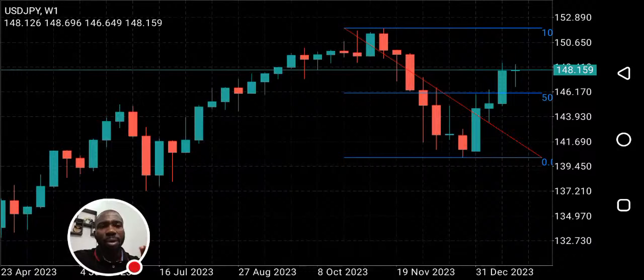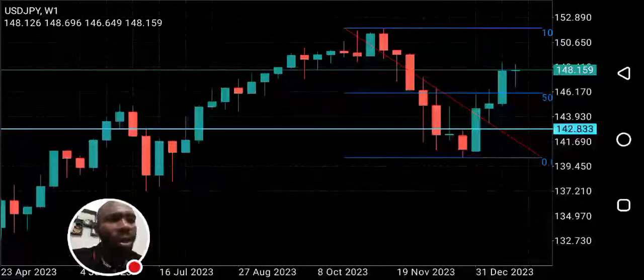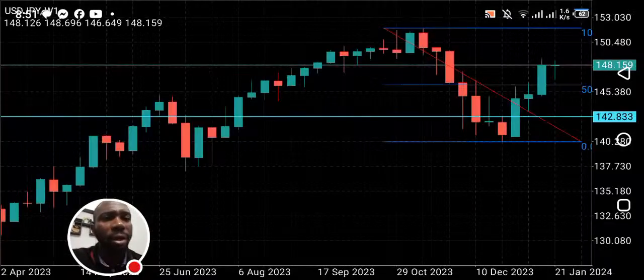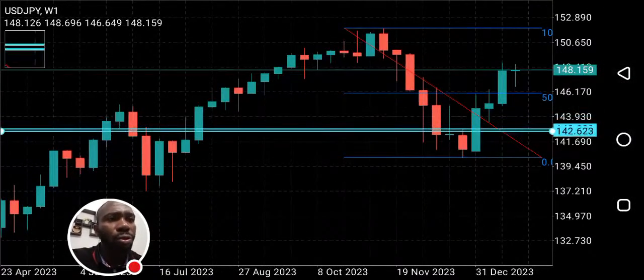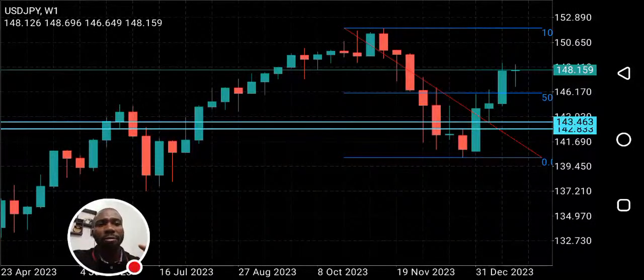Wait for price to pull back to discount. As you can see, I think we have a small fair value gap here. There's a little gap here. So if you buy, you should wait for price to pull back to fill that gap before you buy.